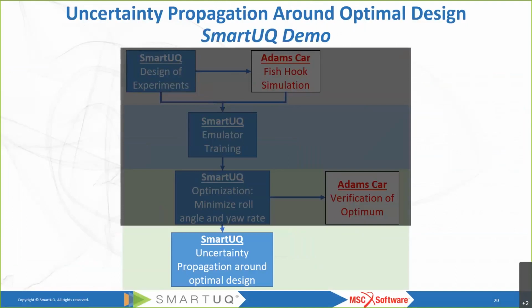The last step in our example here is uncertainty propagation around that optimal design point. Now that we know what the optimal geometry and optimal mass is for that chassis, we'd like to know how uncertainty in those values when we actually go to produce these chassis is going to affect our uncertainty in our maximum roll angle and our maximum yaw rate. So I'll switch back to SmartUQ to go through that process.